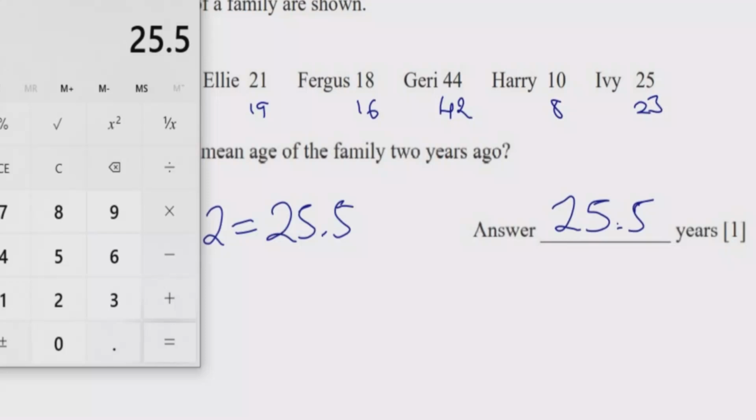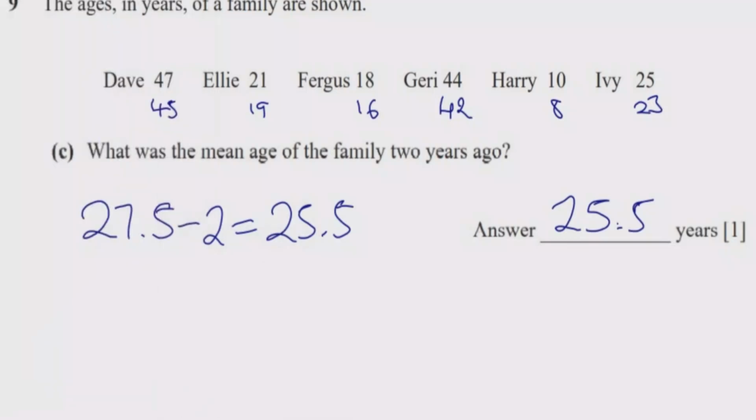Then the second one, we still use the calculator. First we found that the total number of years is 165, then minus 12 equals, then divide by 6, which will give us 25.5. So these are basically 3 methods that you can use. Whichever method you use, you are going to get the answer correct. I don't know if you have got questions. If you don't have questions, that is how you can solve it.